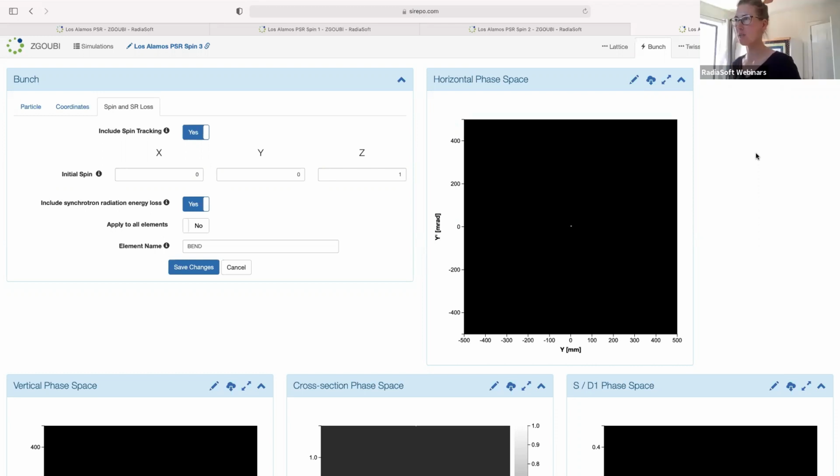Awesome. Thanks, Dan. And we're going to squeeze one last question in, and then we really do need to hit our time limit. This is from Frank Schmidt. Is the code benchmarked to other codes like the spin package in PTC or BMAD?